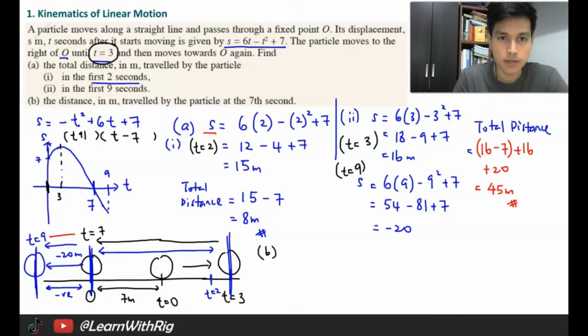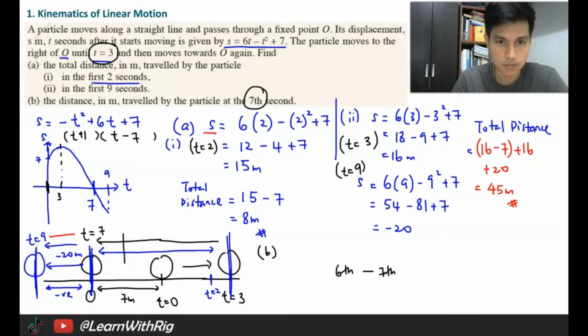Question B is saying find the distance traveled by the particle at the 7th second. So the key thing here is 7th second. 7th means they only want the time between the 6 seconds to the 7 seconds. They're not asking from 0 all the way to 7. They're just asking from 6 seconds to the 7th second.